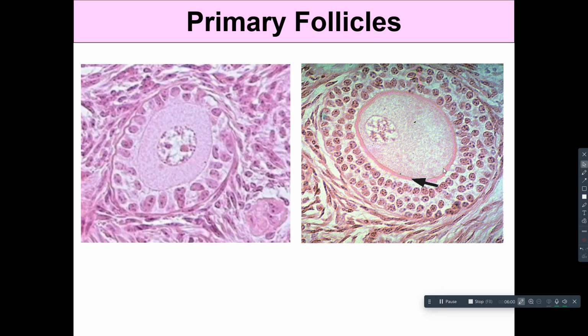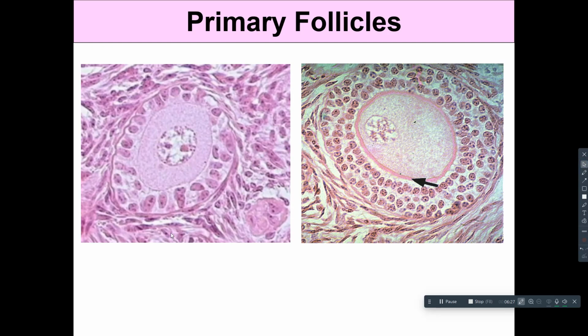Okay, these are primary follicles. I still have the nucleus of the oocyte. Here's the cytoplasm of the oocyte. Same deal over here. And now I've got larger, more visible supporting cells, which can end up being in multiple rows. So these are two primary follicles. This one's a little more developed on the right-hand side here.